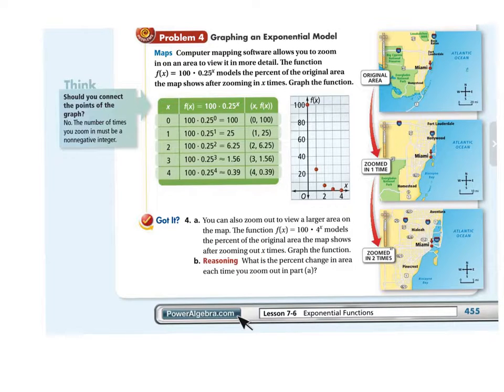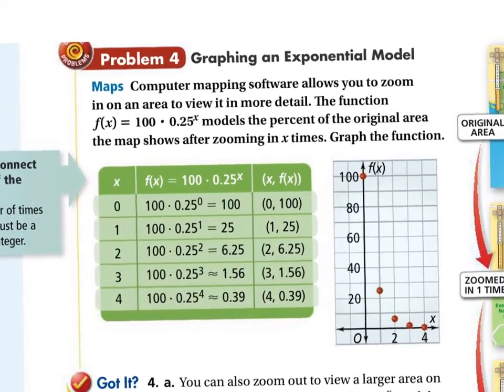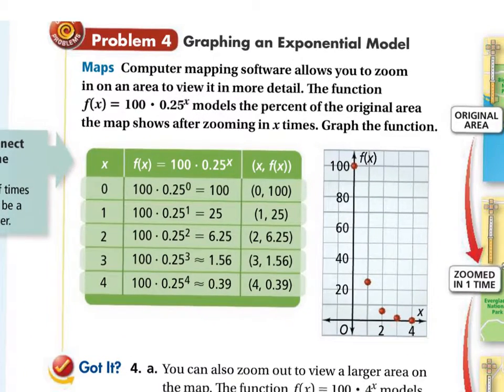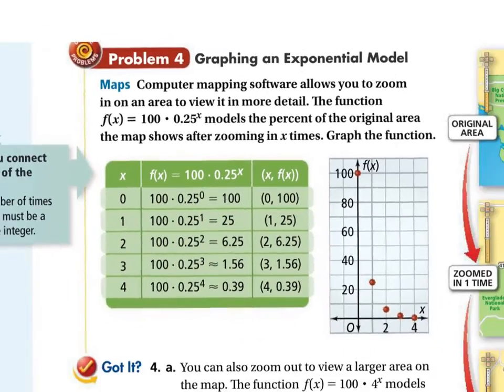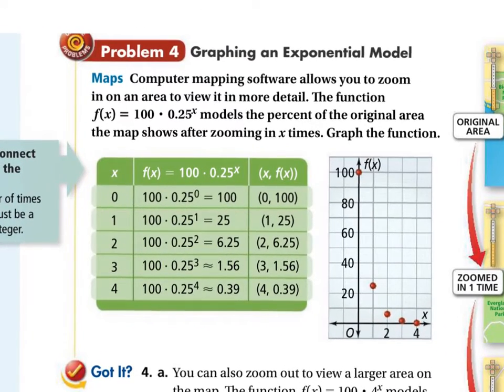So problem 4, computer mapping software allows you to zoom in on an area to view it in more detail. Okay, kind of like what we just did here. Function f of x equals 100 times 0.25 to the x power models the percent of the original area the map shows after zooming in x times. Graph the function. So you can see, if you put a 0 in, 0.25 to the 0 is equal to 1. And there we are, it's 100%. We zoomed in 0 times, we're at 100%.